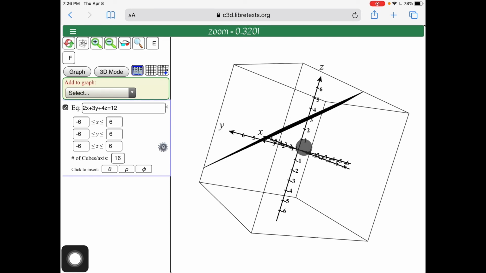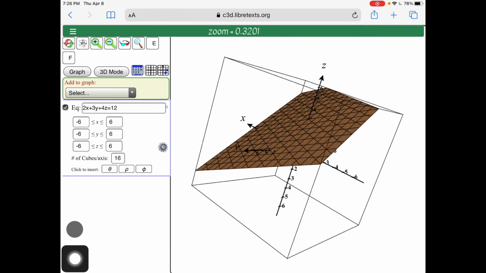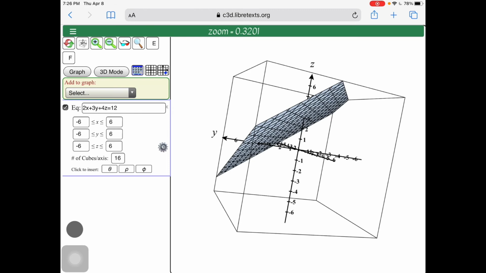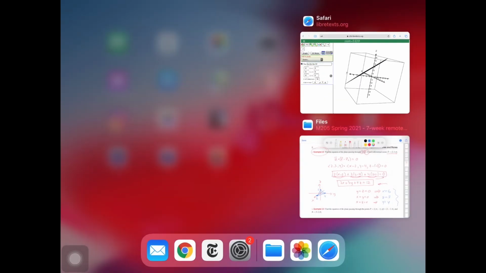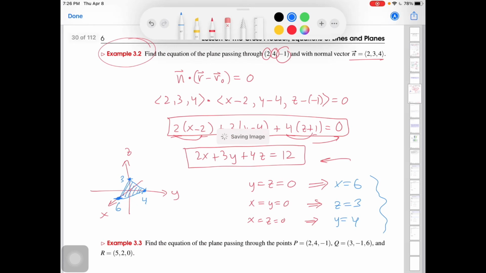So even though the normal vector is not pictured here, we can superimpose it by just thinking about the fact that its components are 2, 3, 4. Okay, so I'm going to switch back, and that's about all I want to say about that example. This was the first example because the normal vector is given, and so is the point.